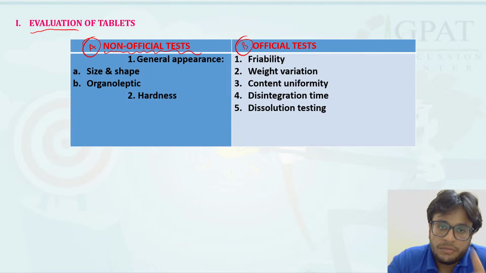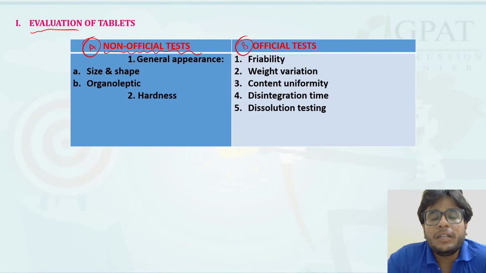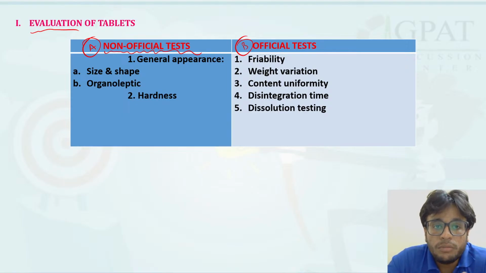So first the question arises, why are we doing the non-official test? Because they are going to be very important from the preparation of tablet perspective, but they are not mentioned in the pharmacopoeia. But we have to do these kinds of tests in order to ensure that the tablet is of good quality.